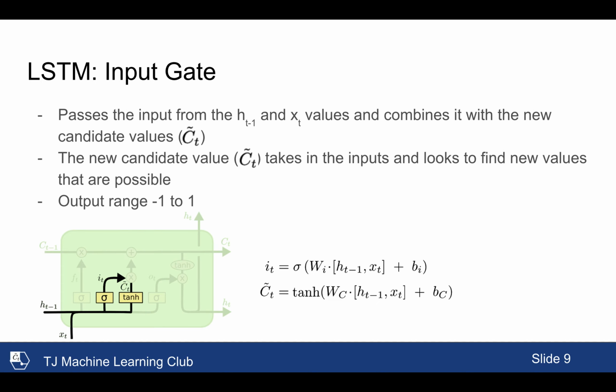Next, we'll consider the input gate. This passes the input from the h sub t minus 1 and x sub t values and combines it with the new candidate values, which is represented by the c with the squiggle up top sub t. The new candidate values, the squiggly c sub t, take in the inputs and check if there are any new values that could be generated.